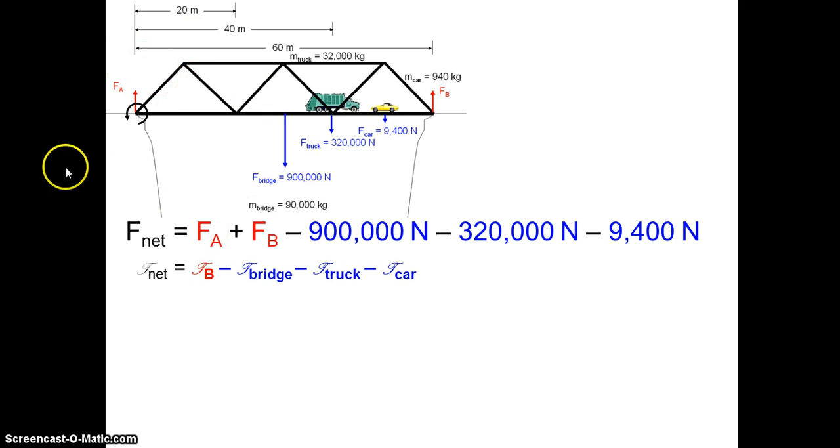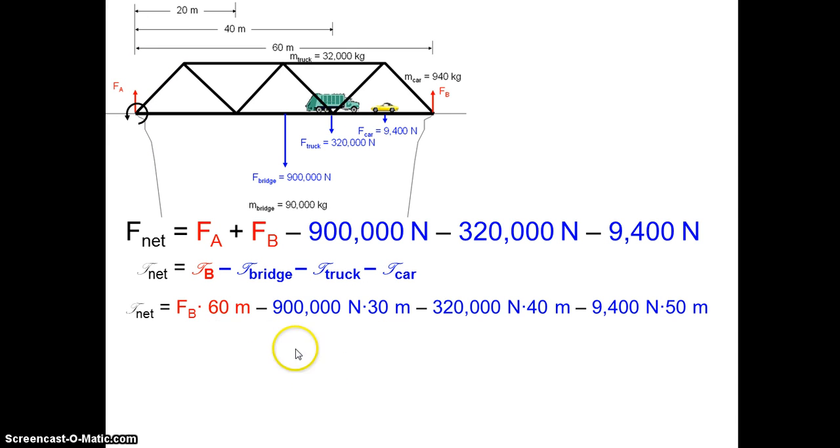That would be counterclockwise, so that's going to be a positive torque. F, or the force from the bridge, the truck, and the car, they all go in the opposite direction, kind of like this. Well, that would be clockwise, so those are all negative torques. Now I'm going to plug in what the torque is.